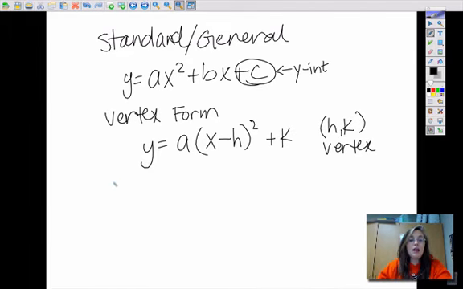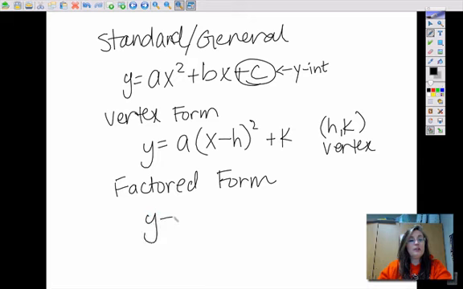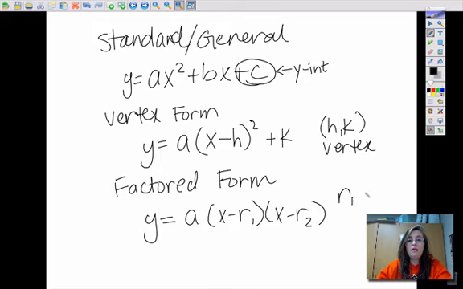And then the last form that we have is factored form. And we never actually defined a form, but it would look something like this. Y equals a times x minus r1 times x minus r2. And that's where r1 and r2 are the roots. Okay, so this is what we know about these forms. Notice also that the roots are subtracted.